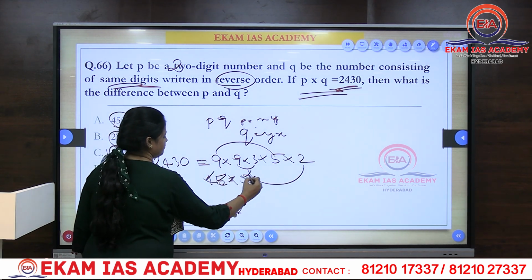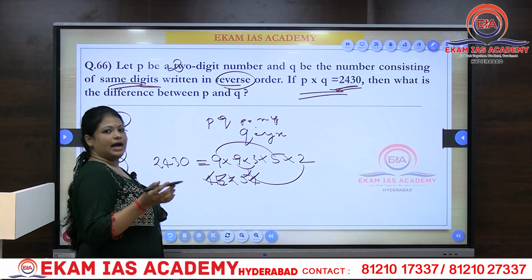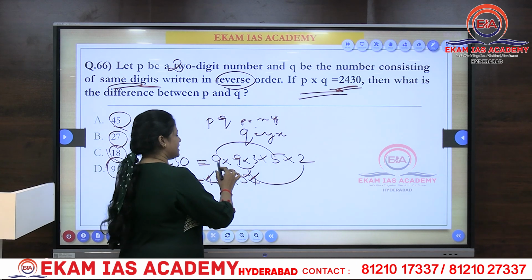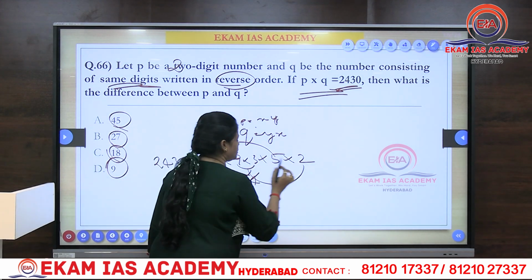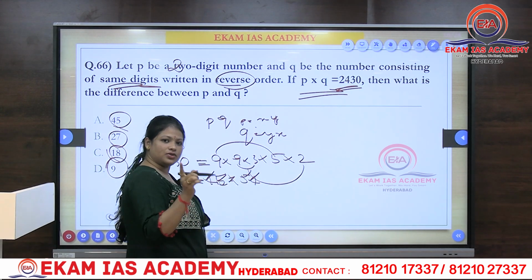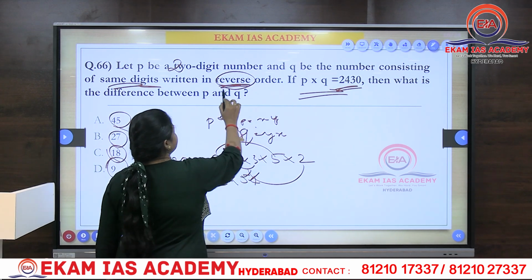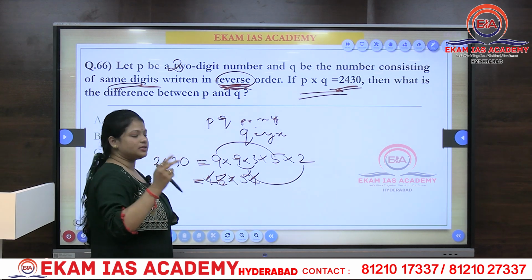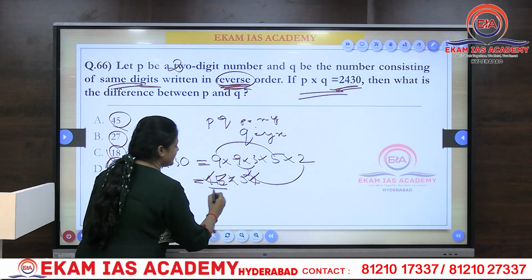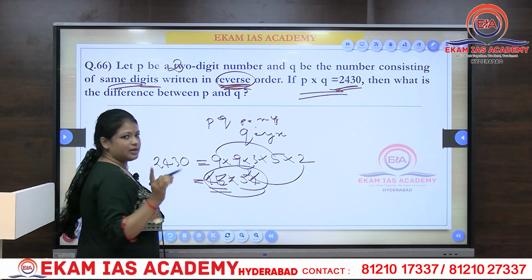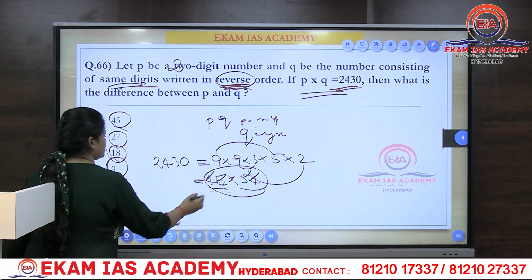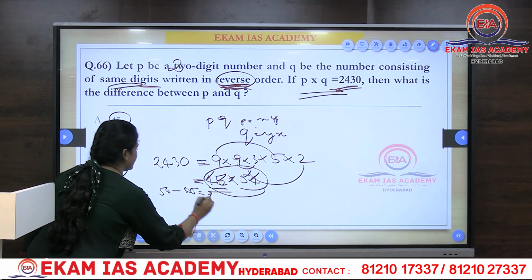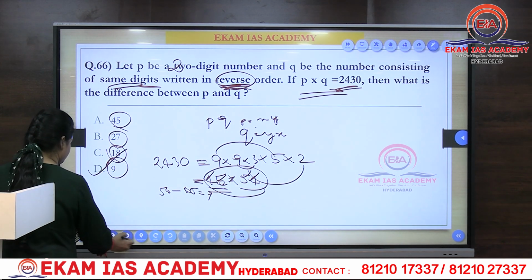I have come to this conclusion by trial and error. You can take 9 into 9, 81, and the rest of it would be 6 into 5, 30. It is not right because the digits must be in reverse order, XY and YX. Only this combination becomes true. So 54 minus 45 is 9 here, option D.